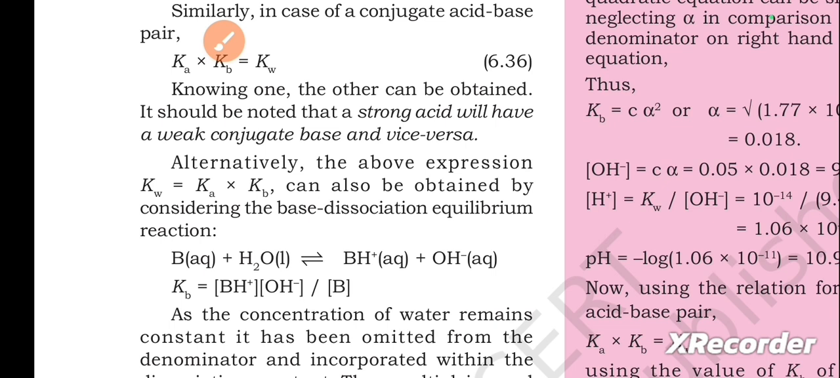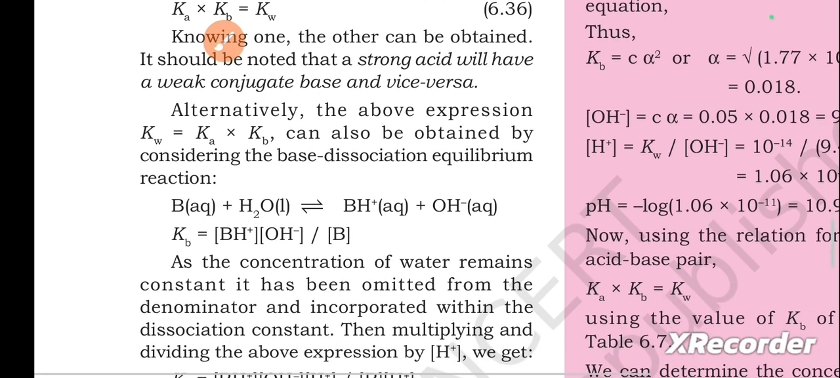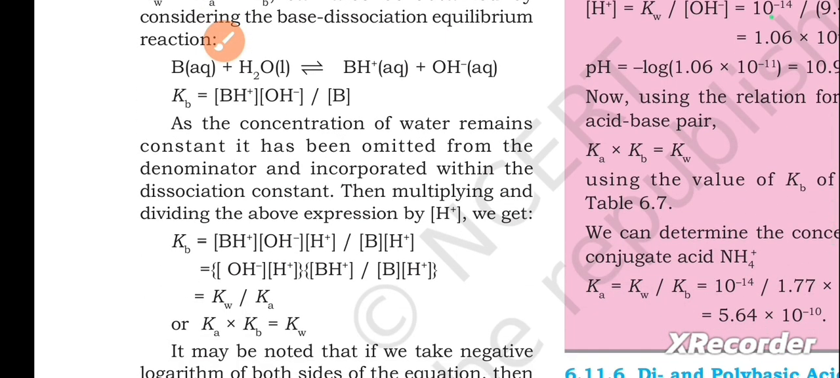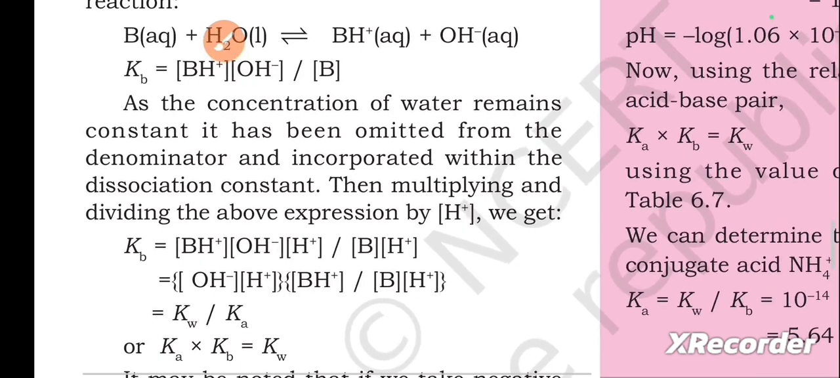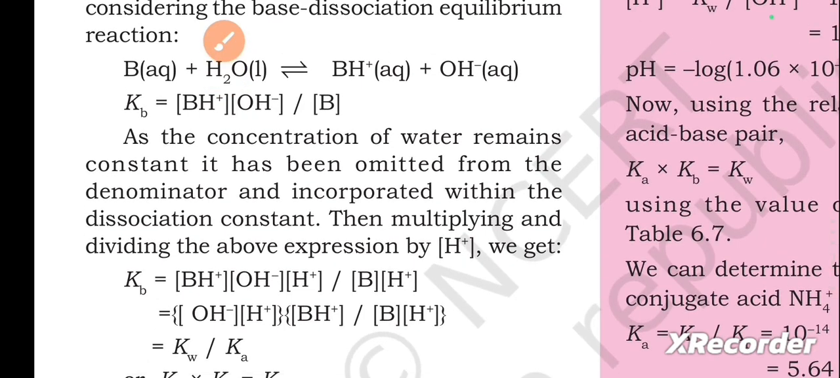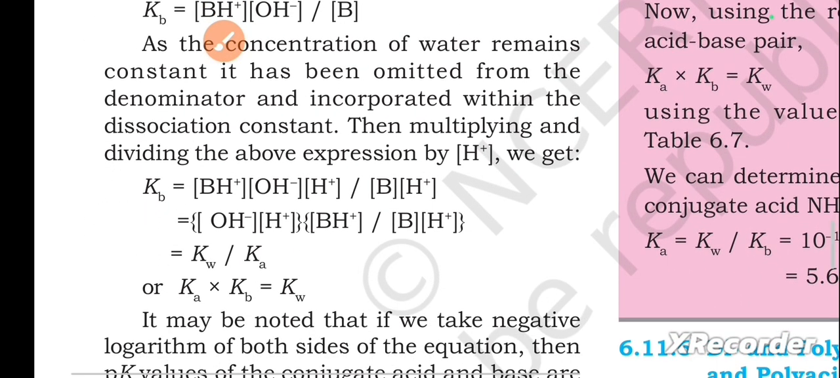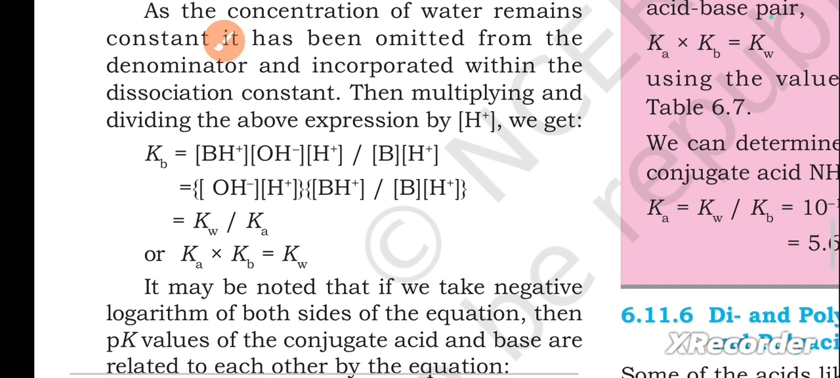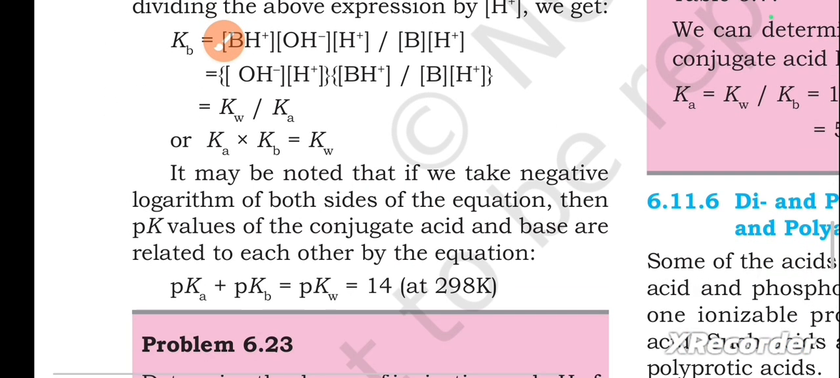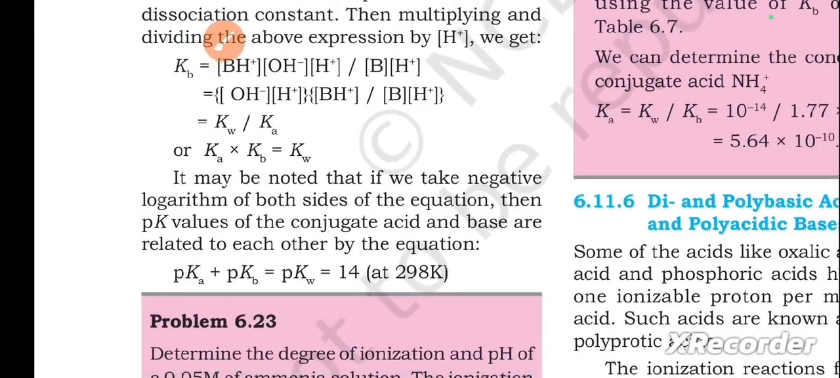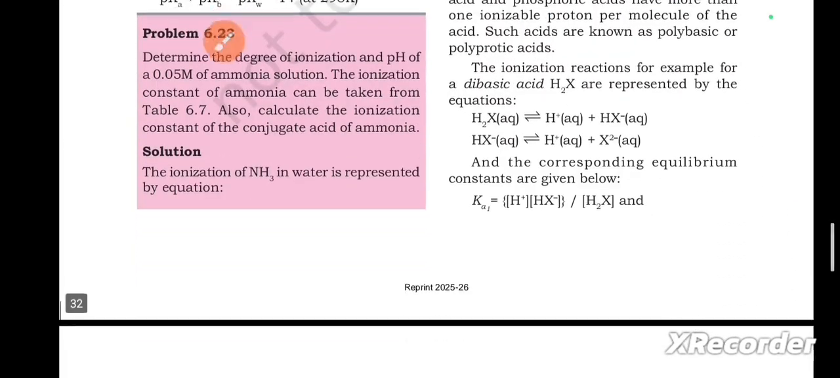Alternatively, the above expression can also be obtained by considering the base dissociation equilibrium reaction. As the concentration of water remains constant, it has been omitted from the denominator and incorporated within the dissociation constant. Then, multiplying and dividing the above expression by H+, we get the following. It may be noted that if we take negative logarithm of both sides of the equation, then pK values of the conjugate acid and base are related to each other by the equation.